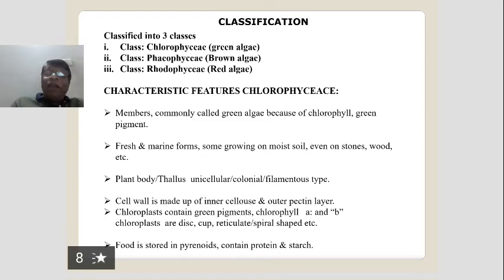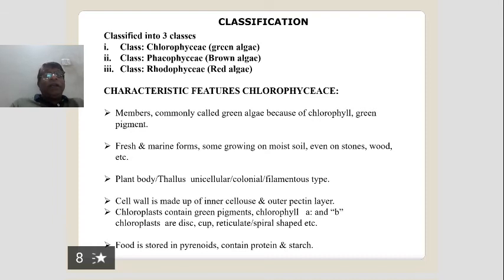Chlamydomonas, very good example for unicellular microscopic algae. See the diagram of Volvox and Chlamydomonas. Some of them are filamentous forms. Spirogyra, Ulothrix are filamentous forms. Okay, that's all about the plant body.